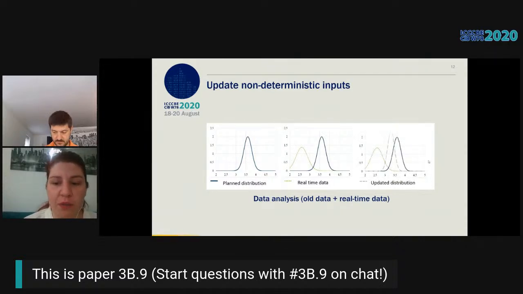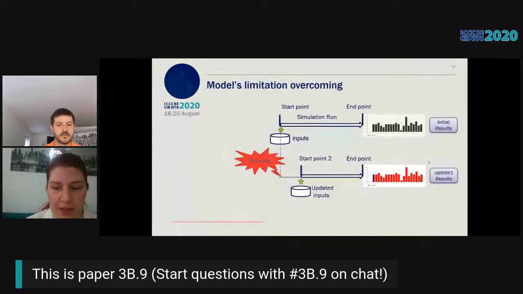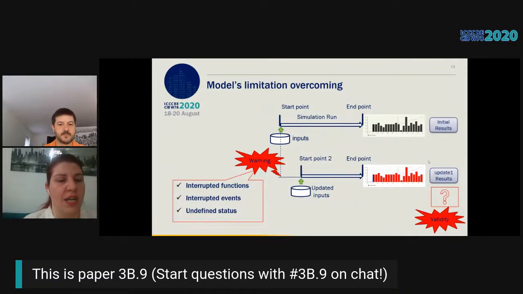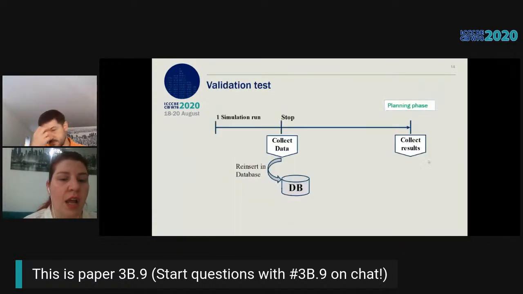Now, when the project starts, a deviation in these inputs can happen, and if this deviation is large, it's necessary to have new distribution functions using the real-time data. So now, after we updated all our data, we have to implement them in the simulation model, but restarting the simulation from this new point may cause some interruption in the functions and in the events, which can affect the validity of the simulation model.